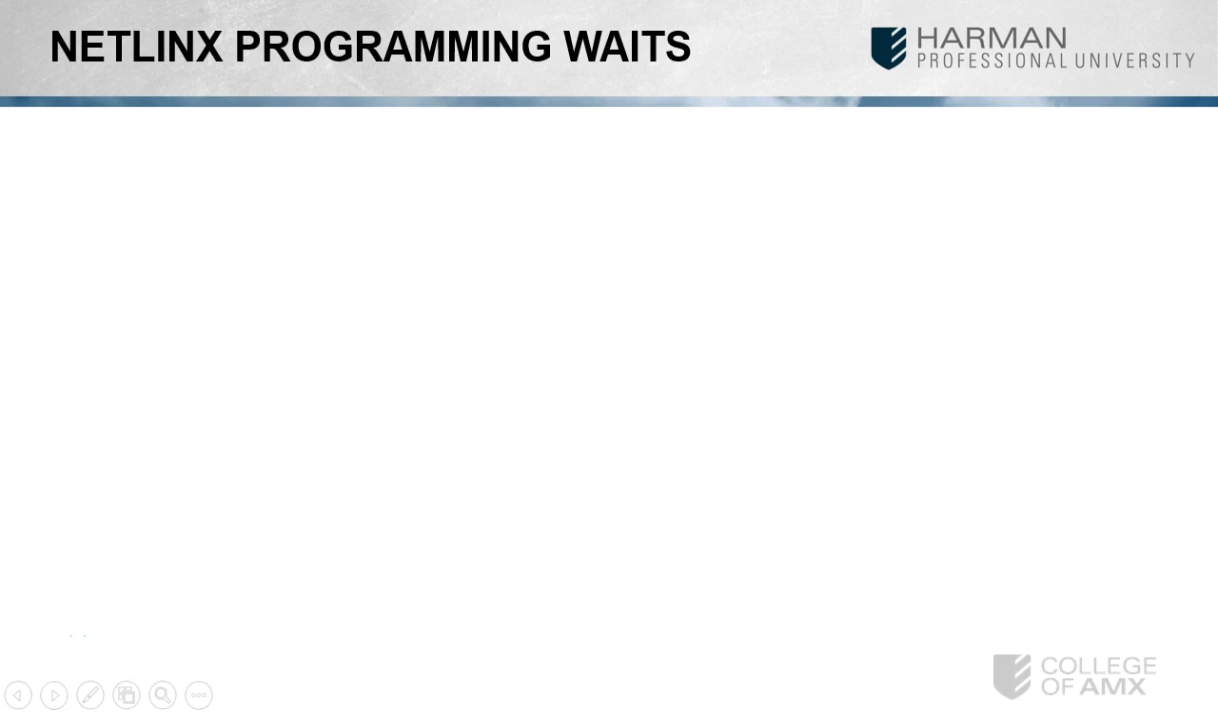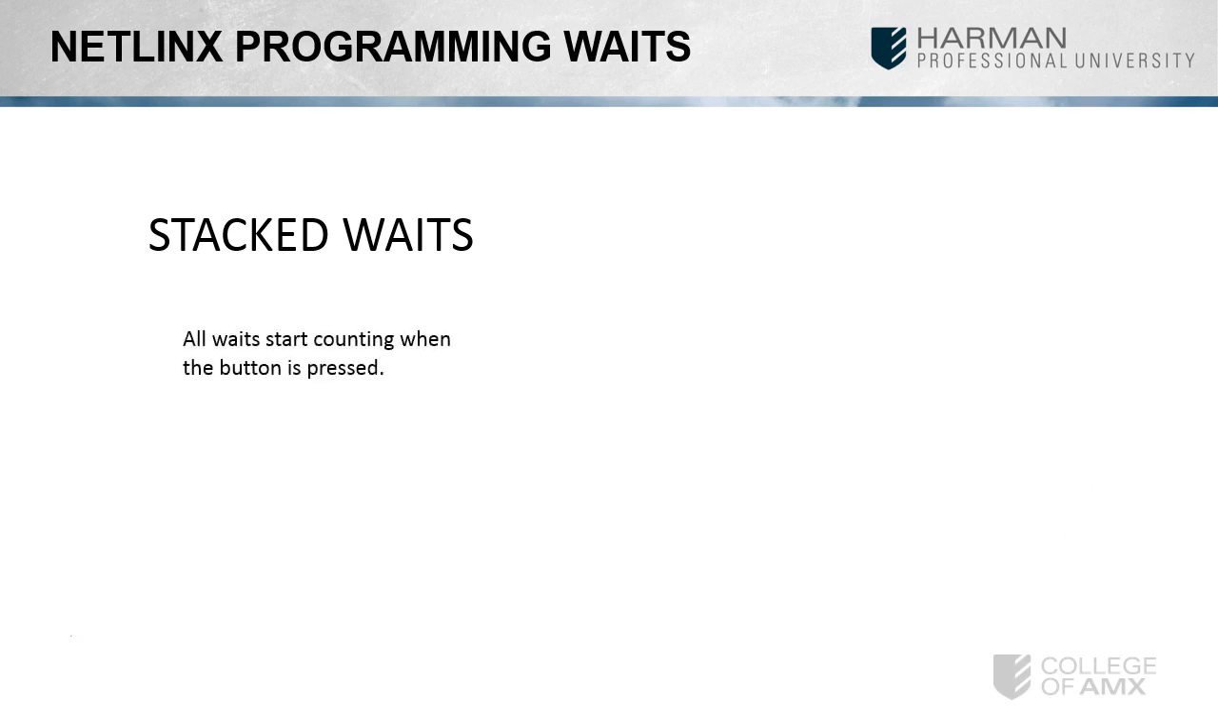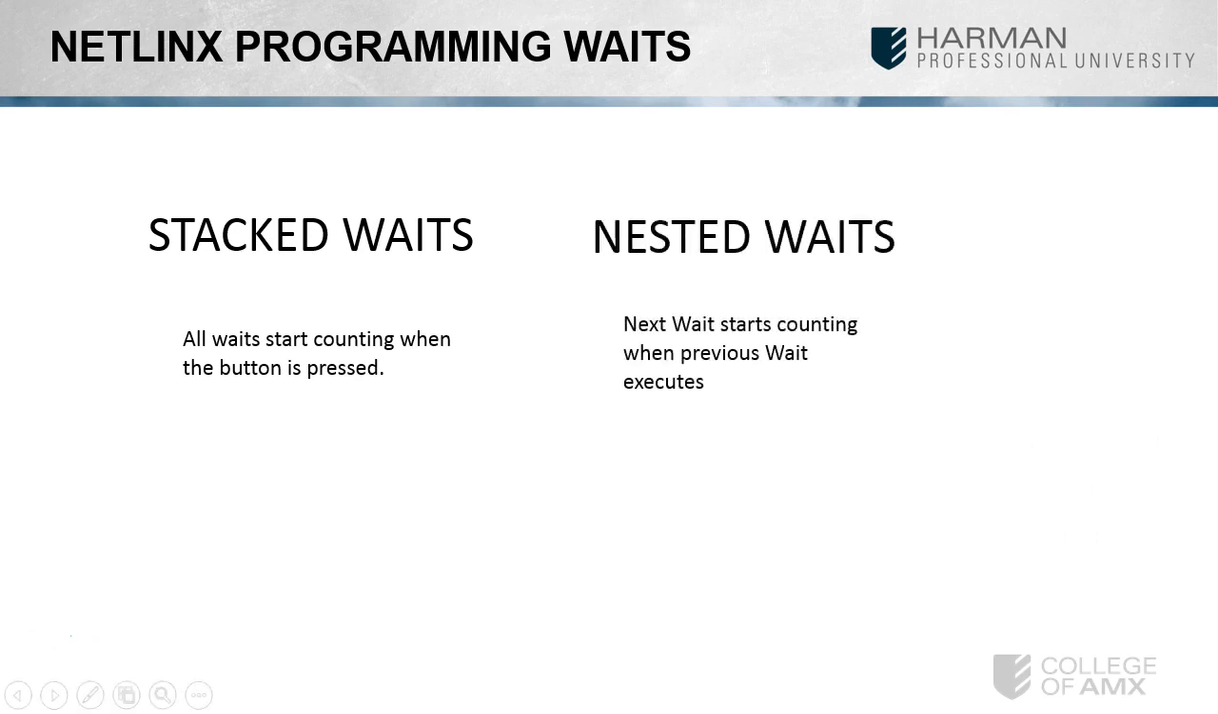In addition to the three types of waits, there are two ways to establish how a series of waits are to be counted. The two styles of waits are stacked and nested. Stacked waits are when all waits within an event start counting down at the same time. Nested waits are when the wait time is the sum of all enclosing waits.